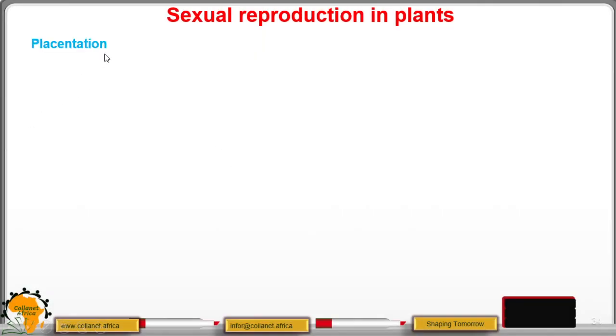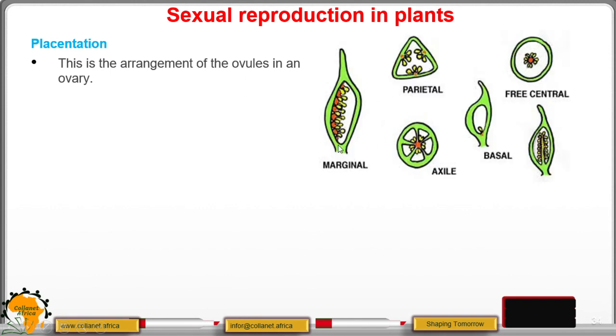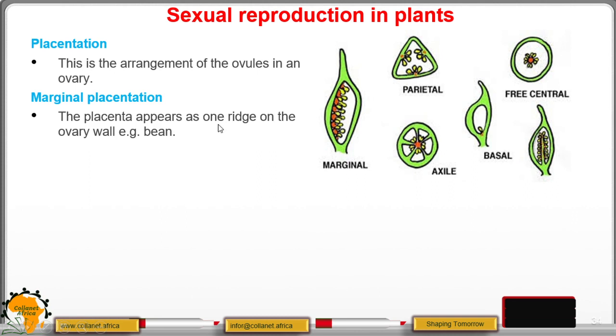Next we look at placentation. Placentation refers to the arrangement of the ovules in an ovary. So this is the ovary, and these are the ovules that develop into seeds. So how are they arranged? We have various types. For instance, the marginal. The placenta appears as one ridge on the ovary wall. For instance, the bean. So the ovules are arranged along a margin or a ridge.